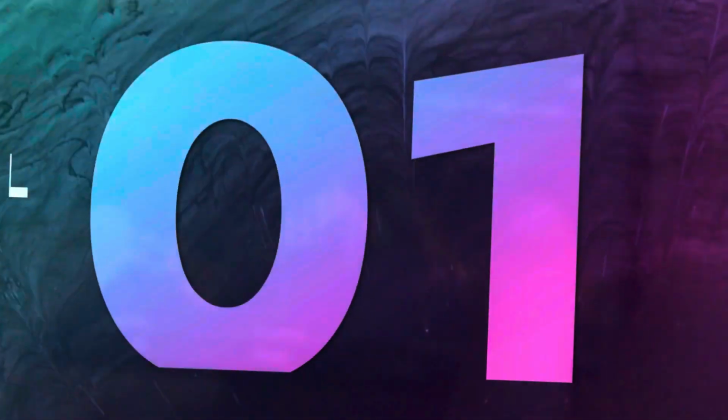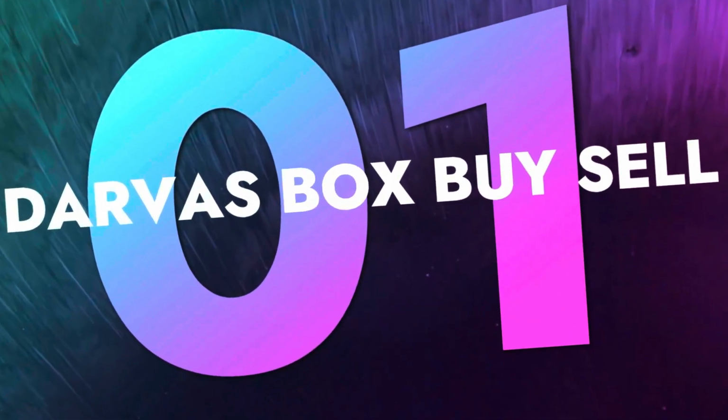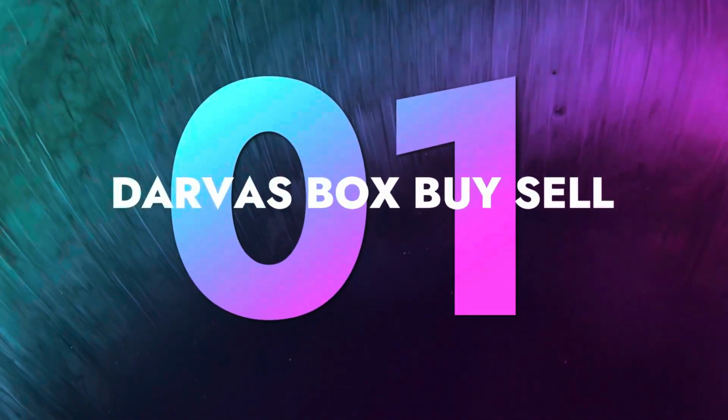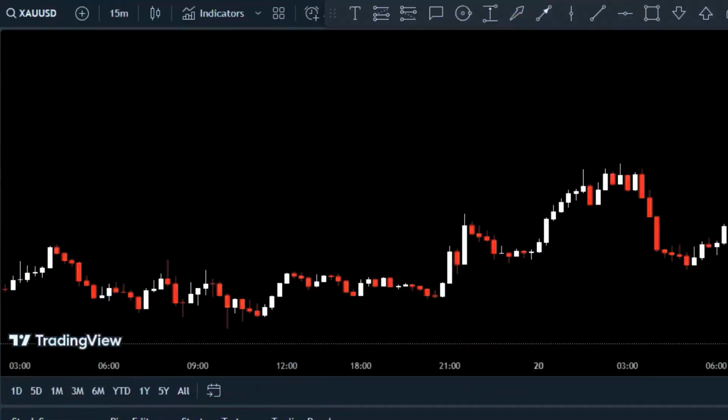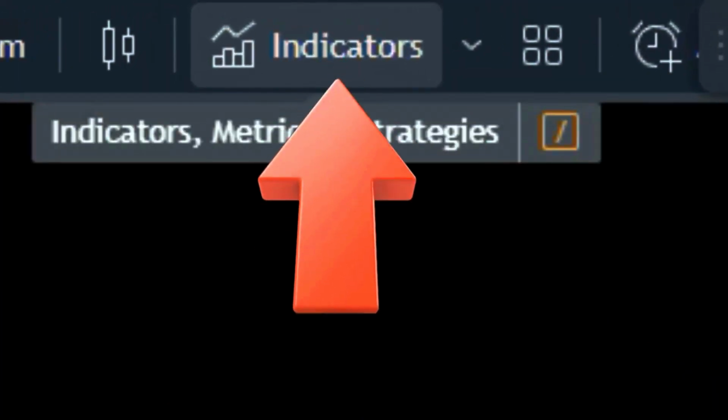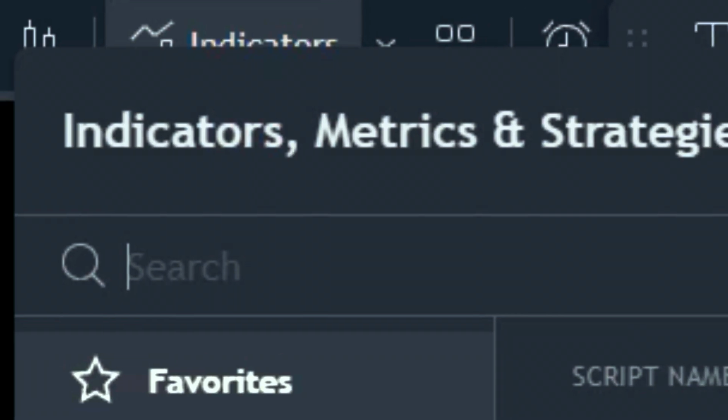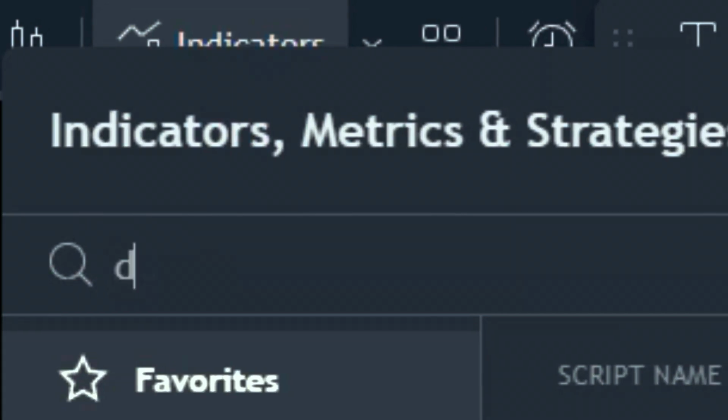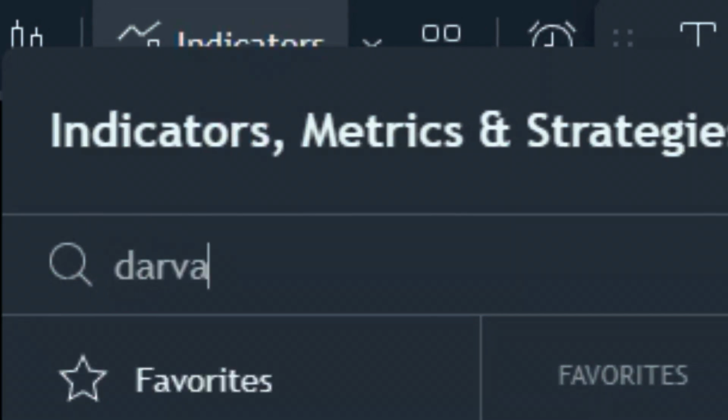Alright, let's dive in and add the Darest Box Buy Sell indicator to your TradingView chart. Just follow these simple steps. Go ahead and click the Indicators tab. Next, search for the Darest Box Buy Sell in the search bar. Once you find it, just click on it to add it to your chart.